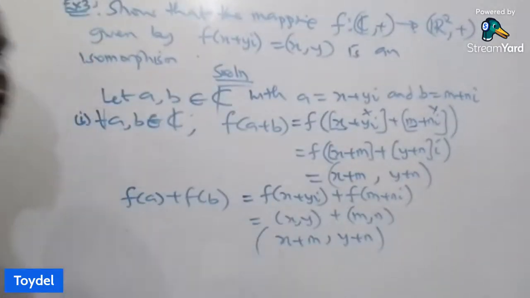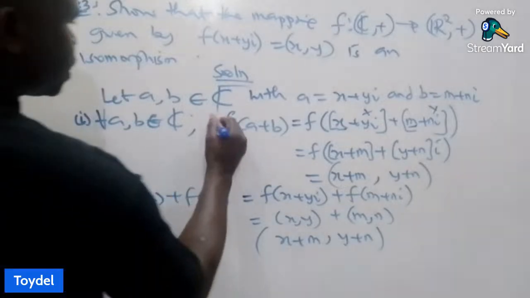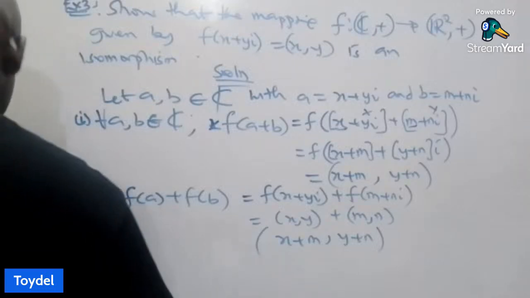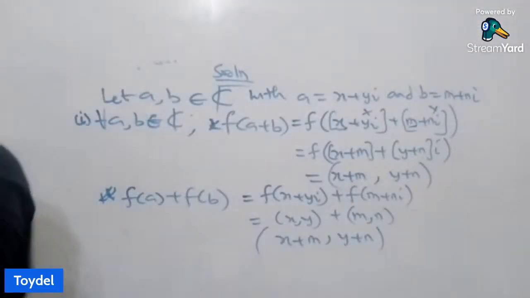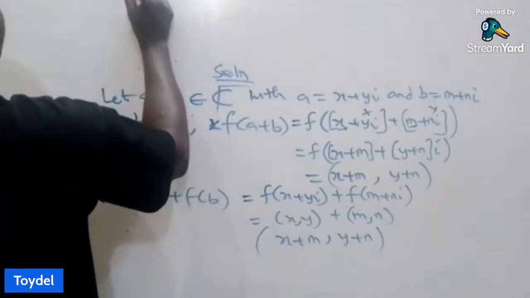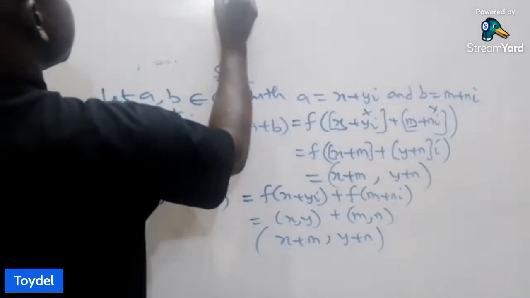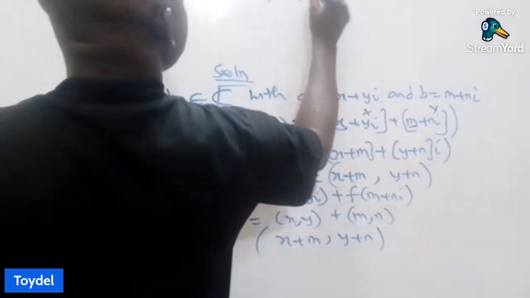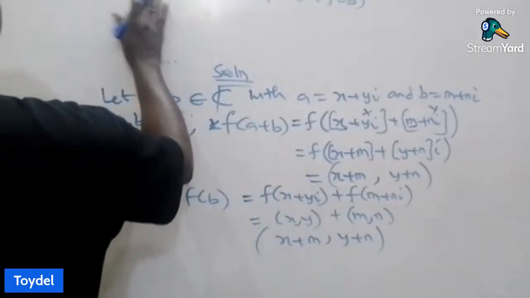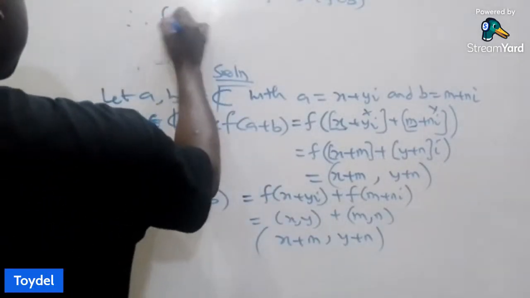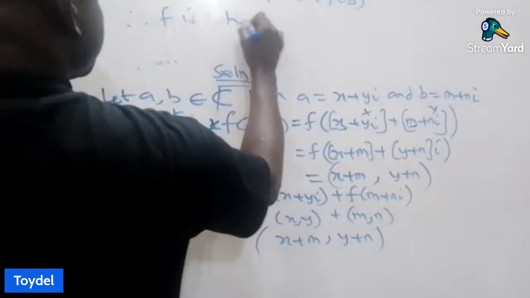So please look at it very well. That's what I'm going to get. Look at it very well. So what can you say about these two? This and this. Are they equal? If they are equal, it shows that f is homomorphism. If they are not equal, then it shows that f is not homomorphism. So now we say since f of A plus B is equal to f of A plus f of B. That is what we are able to say. Therefore, f is homomorphism.